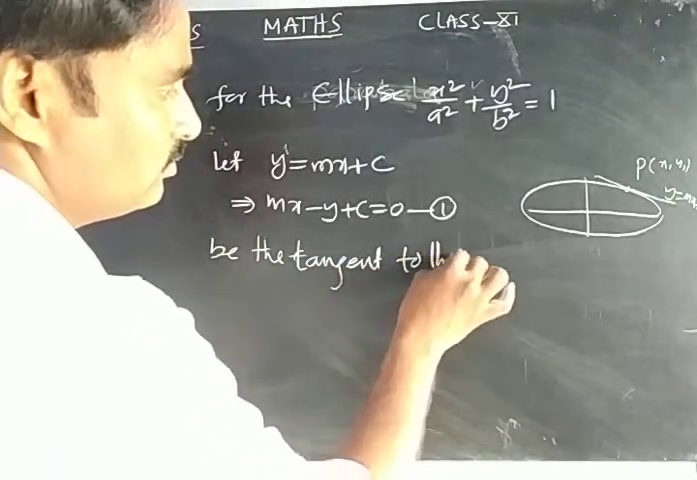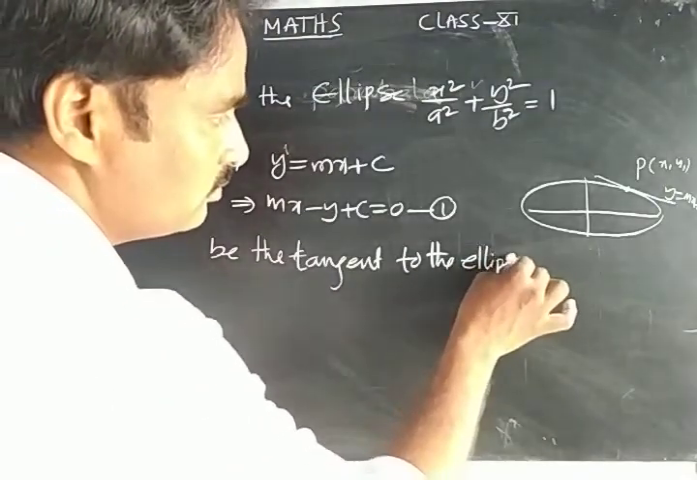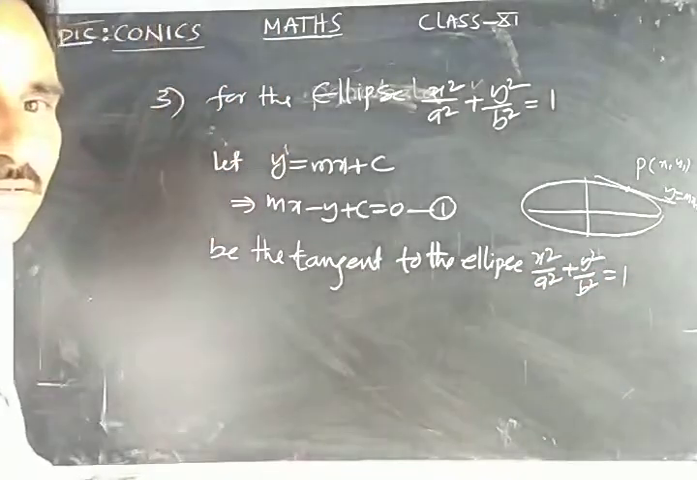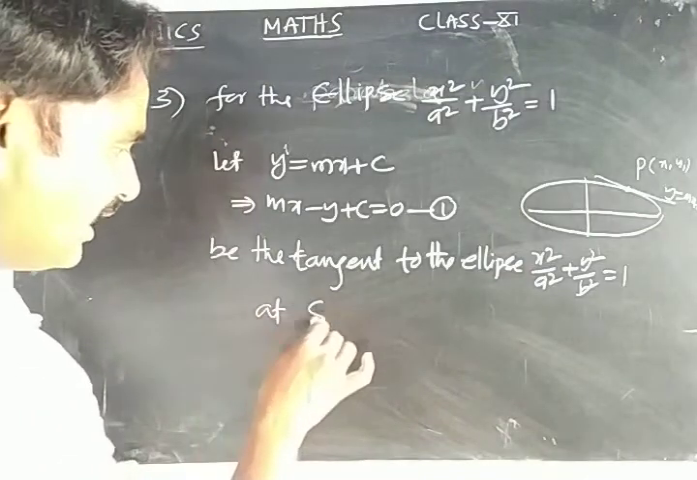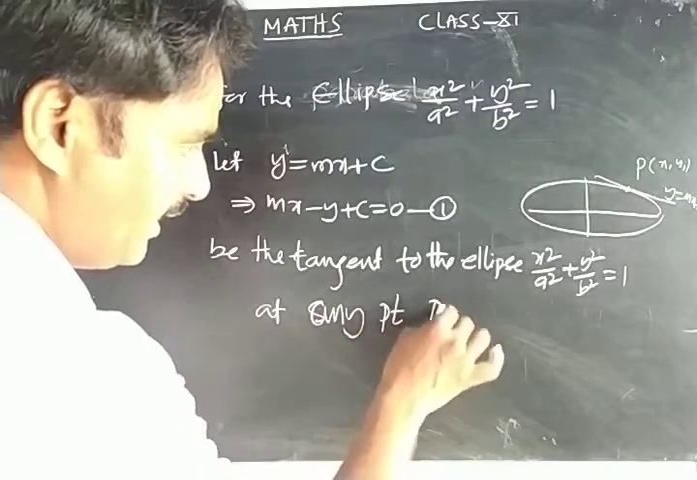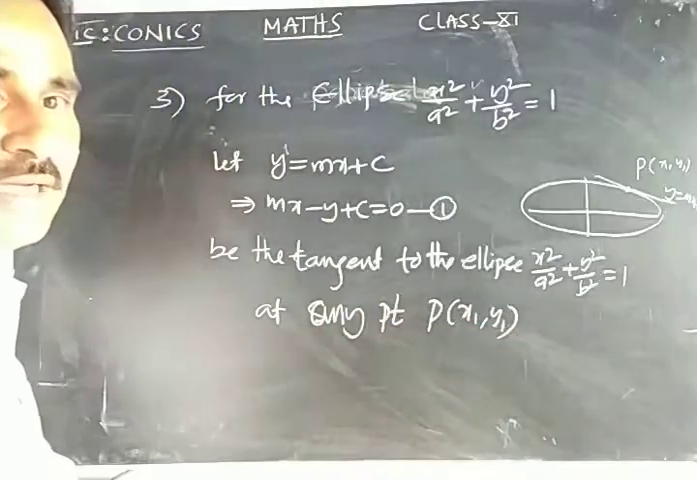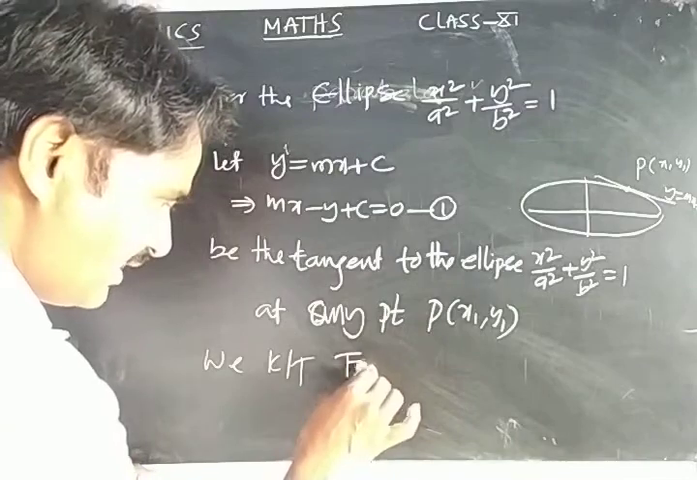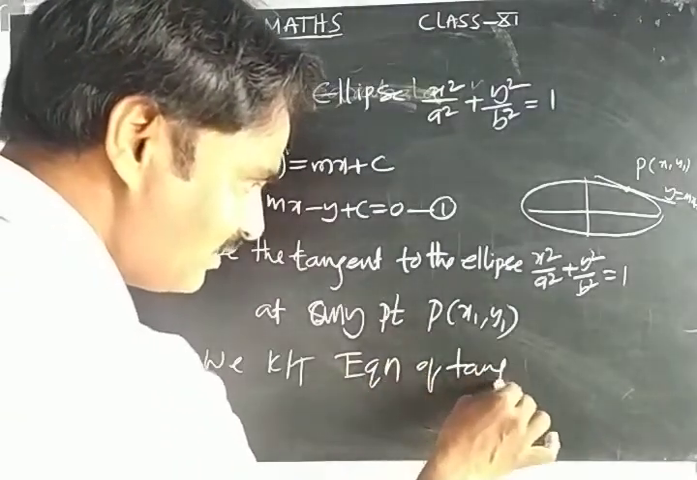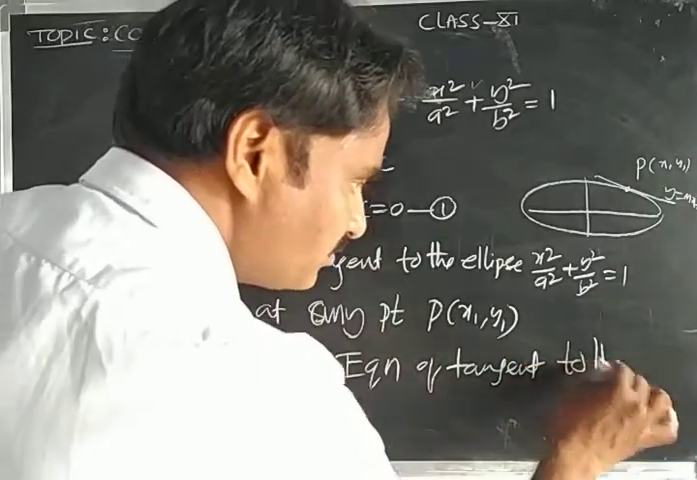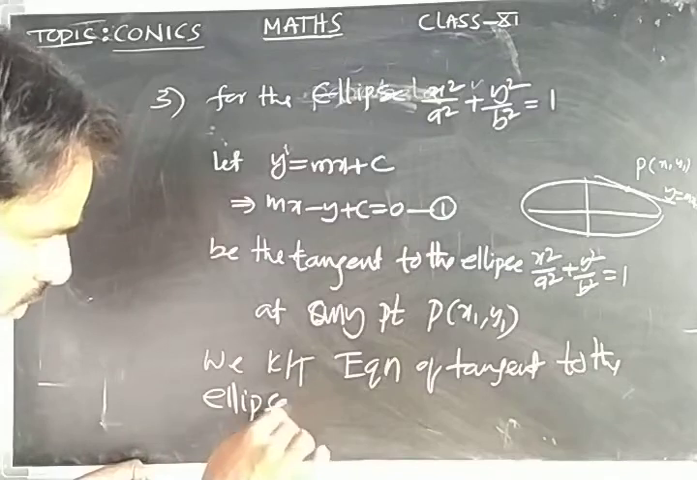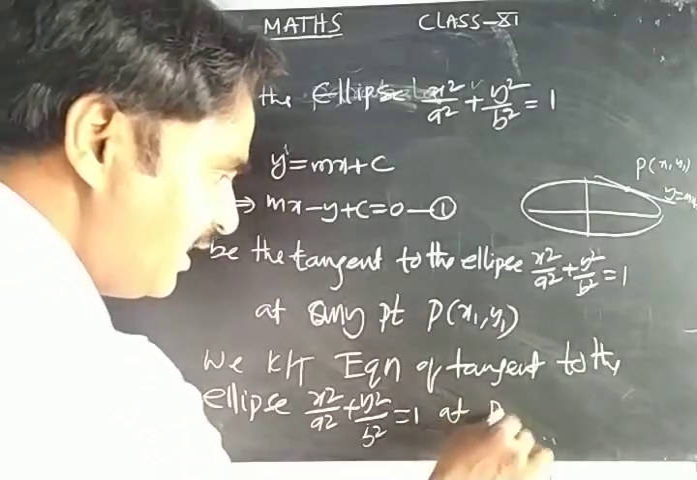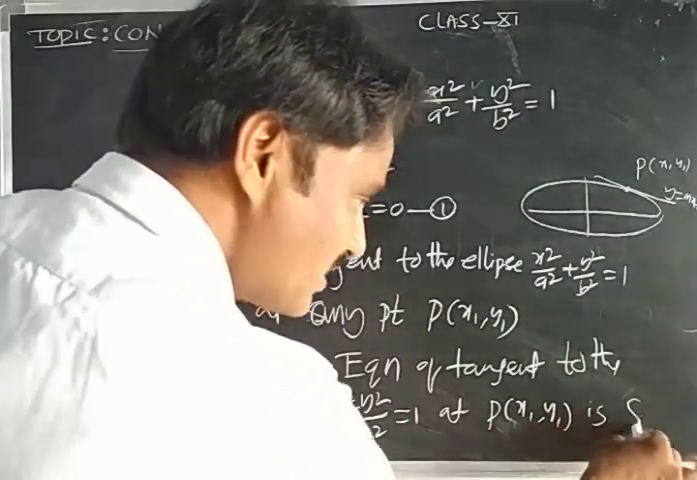Be the tangent to the ellipse x square by a square plus y square by b square is equal to 1, at any point P x1, y1. We know that the equation of the tangent to the ellipse x square by a square plus y square by b square is equal to 1 at P x1, y1 is S1 equals 0.